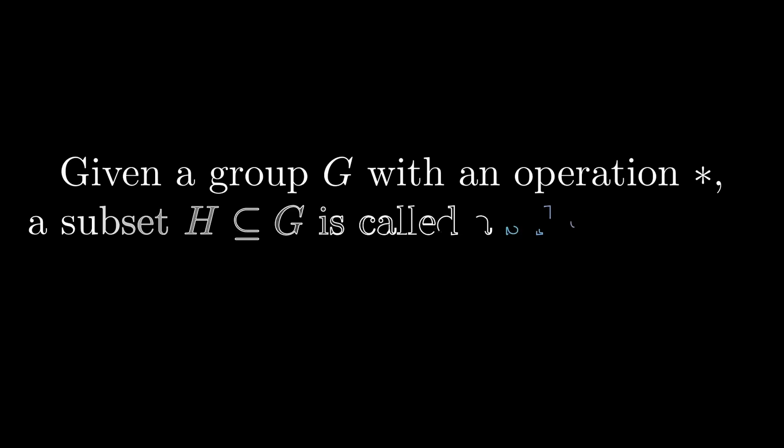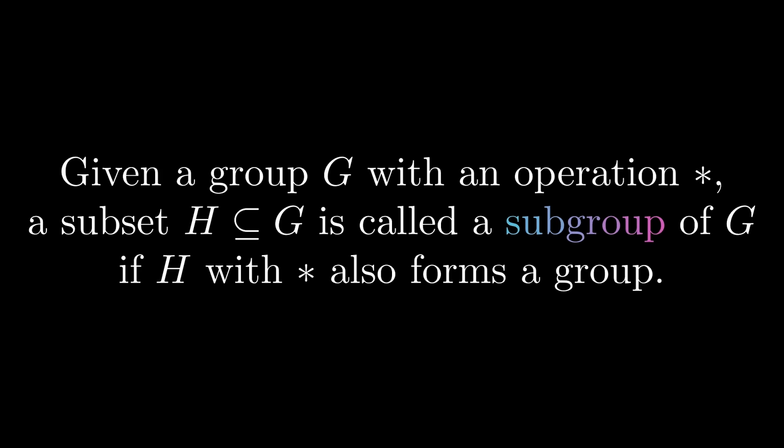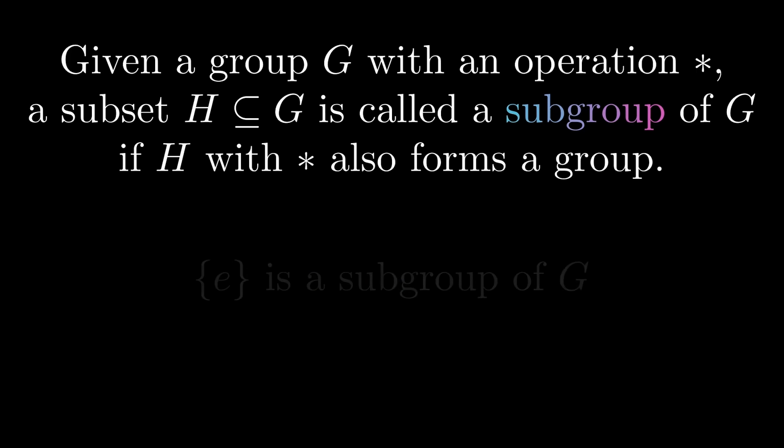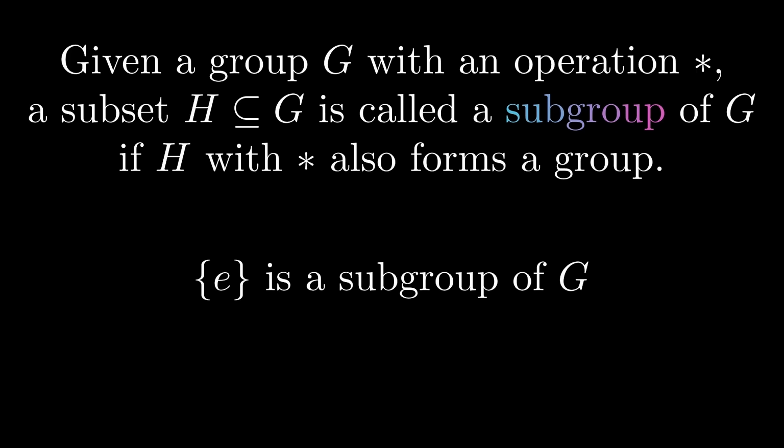When studying groups, it's often convenient to study subsets that also form groups under the same operation. Such subsets are called subgroups. A subset forms a subgroup if and only if the identity element is in the subset and the subset is closed under taking products and inverses. The smallest subgroup is always the subset with just the identity element.